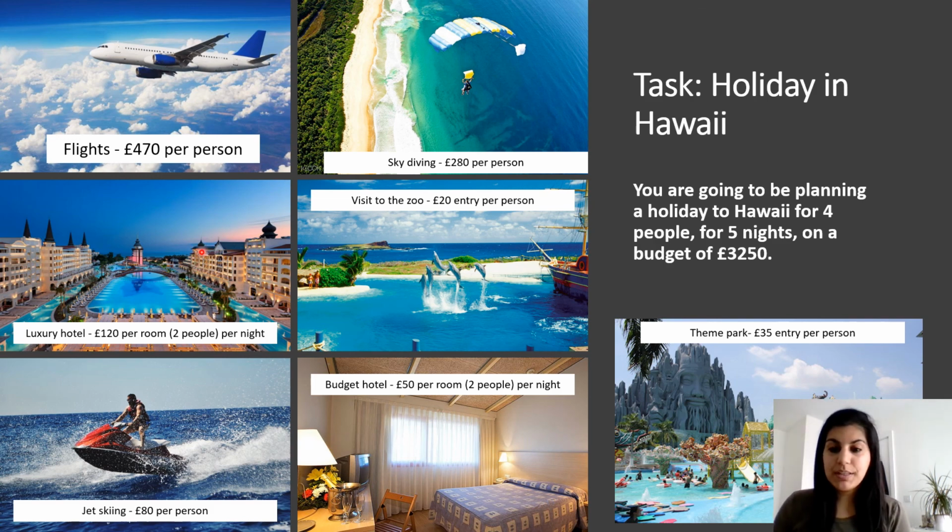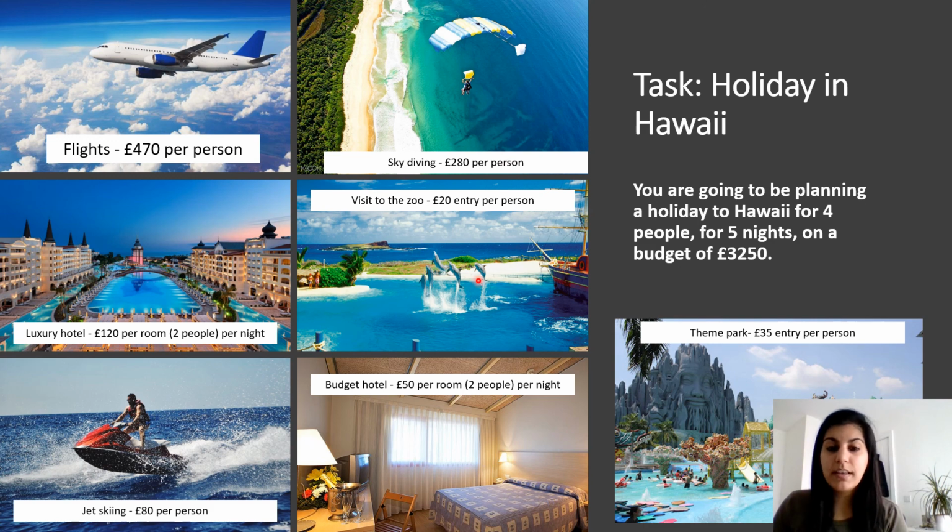If you find that too expensive and you're not going to have any money to do some activities, you could stay in a budget hotel, which is £50 per room, again for 2 people per night. So you need to choose which accommodation you want. You've then got a few activities that you can choose from to go to while you're in Hawaii. You could do skydiving, £280 per person.